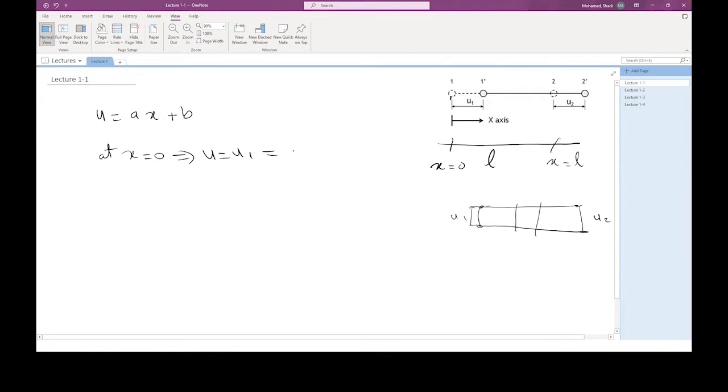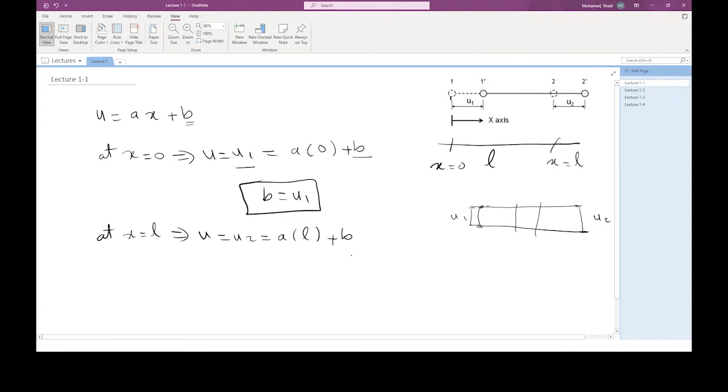And then this line equation will be A times X plus B. Now, if you look into this equation at X equal to 0, you will see that B is equal to U1. So you can basically write B equal to U1. So you have been able to identify the first entry in your equation. For the second one, we can use the second point. So this is at X equal to L. We have U equal to U2. And this will be A multiplied by L added to B. Now B, we already know this is equal to U1. So I'm just going to delete it and replace it with U1.